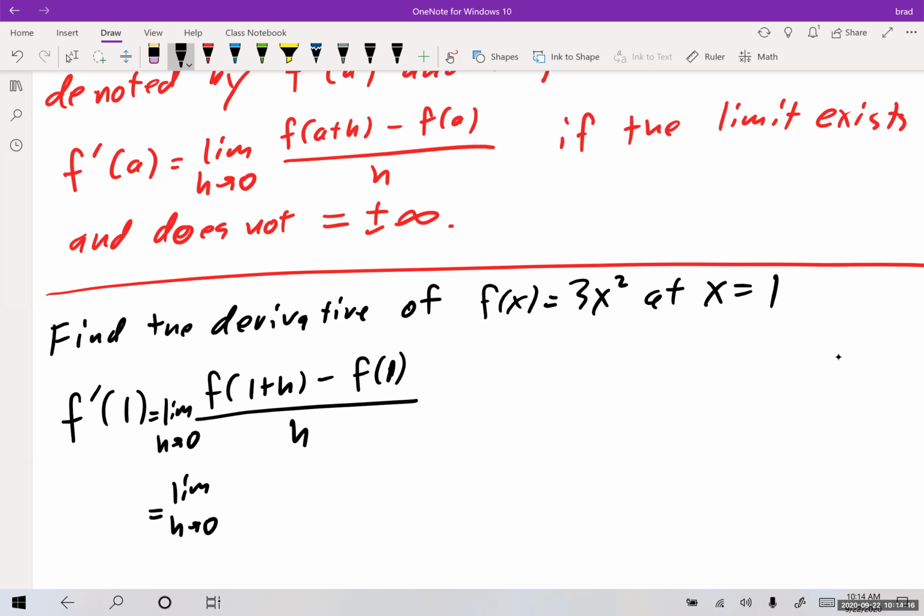Now let me write it over here. I'm going to actually take the limit as h approaches 0, and I'm going to plug in 1 plus h into my function.